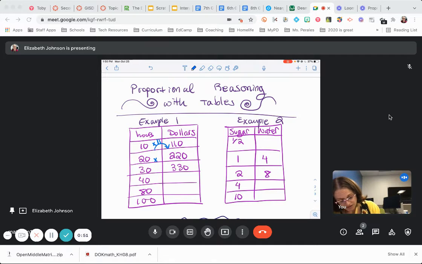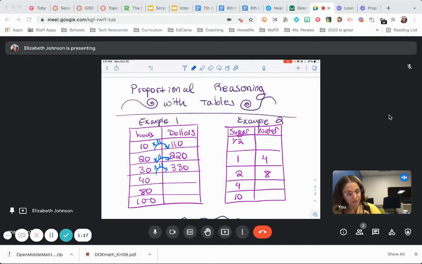Well, it turns out it is true because 20 times 11 is 220 and 30 times 11 is 330. So this table represents a proportional relationship. If I take my values on my left and multiply them by 11, I get the values on my right. That's what makes it proportional. There's a common factor between the independent and the dependent values for every row.